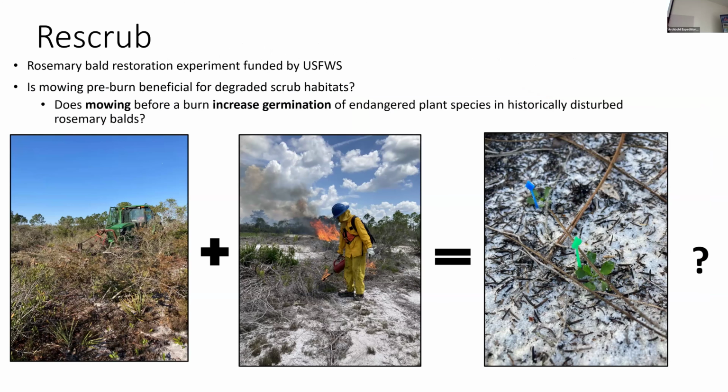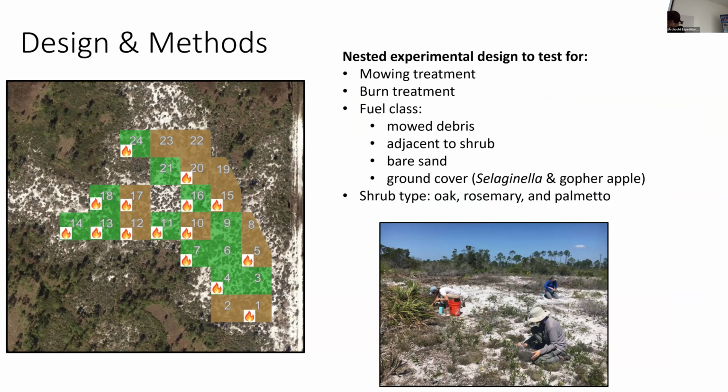And so with ReScrub, the question that we are investigating is: is mowing before a burn beneficial for a degraded scrub habitat? And we're using as the response variable the germination of endemic seeds. And so here we have on the right some Eryngium cuneifolium that has since germinated. I'll tell you more.